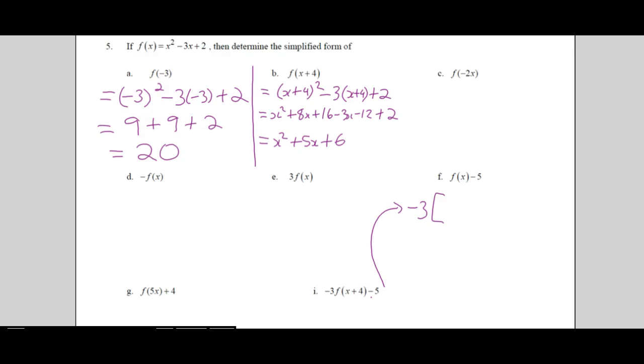We just did f of x plus 4, right? But let's pretend we haven't done that. So what is f of x plus 4? It says, well, you're going to take the x plus 4 and you're going to square it, and you're going to subtract 3 times the x plus 4. You're going to add 2. So there's -3. This is f of x plus 4, yeah? Right? That's what we did here. And then, what do we do in the end?